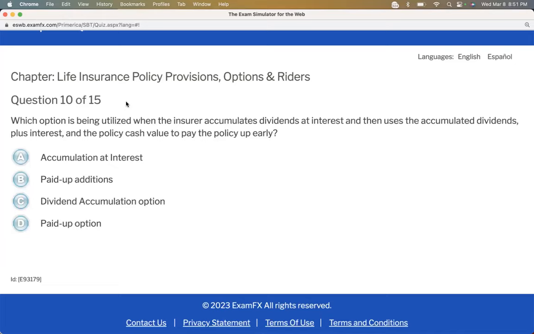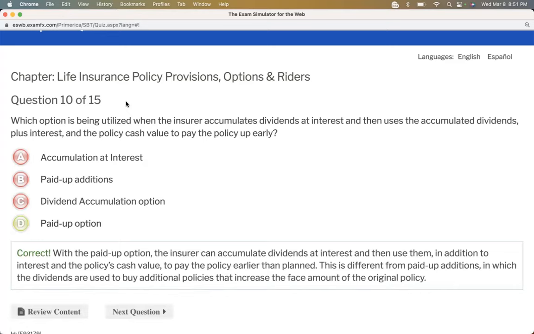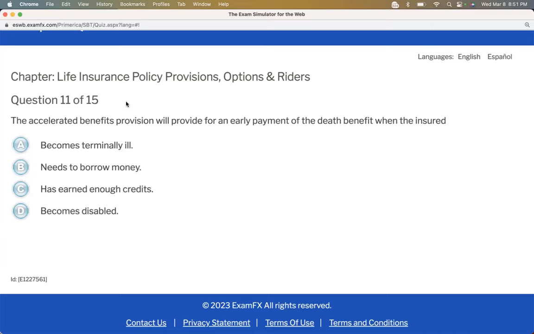What option is being utilized when the insured accumulates dividends at interest and then uses the accumulated dividends plus interest and the policy cash value to pay the policy up early? D. Mm-hmm. D. Great job. The accelerated benefits provision will provide an early payment of death benefit when what? A. Mm-hmm.